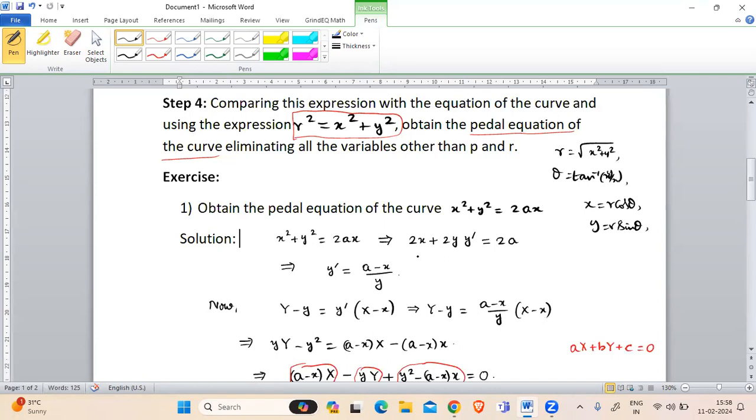But this method, what I've taught you just now, is preferred to that method, right? So go through the solving of these two problems and try to work out more problems, and that will definitely help you. Thank you.